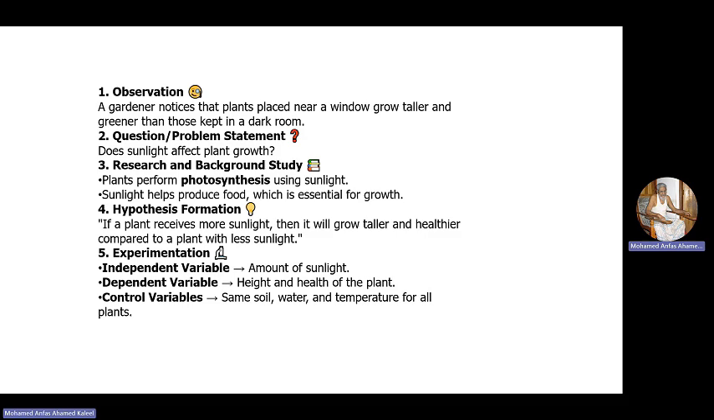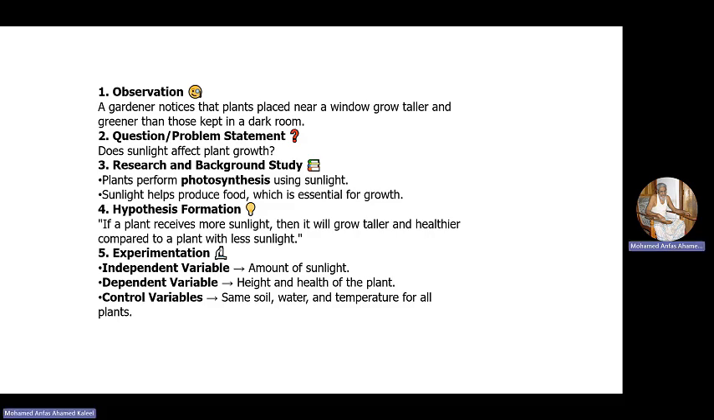Now, how do we form the hypothesis based on the above observation? If a plant receives more sunlight, then it will grow taller and healthier compared to a plant with less sunlight. We form this hypothesis based on the previous research and background study. To validate this hypothesis, we now do an experiment.